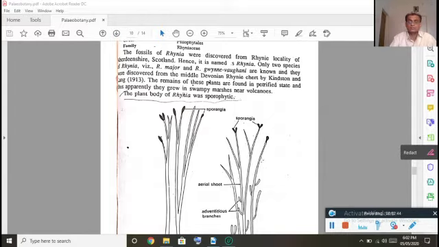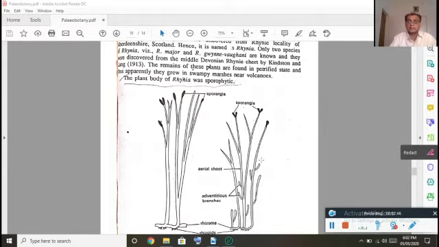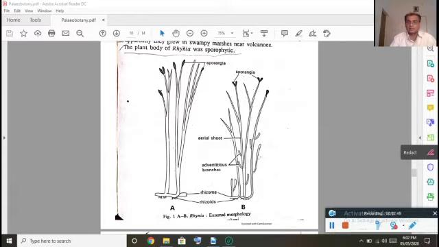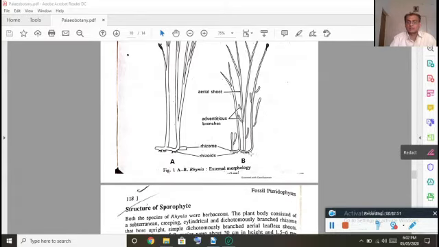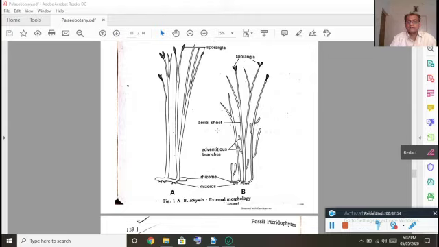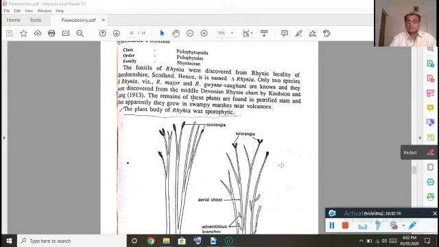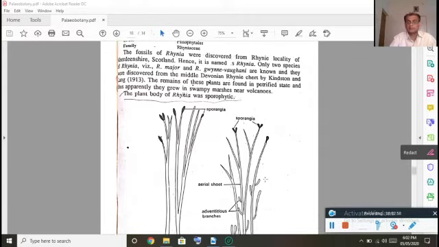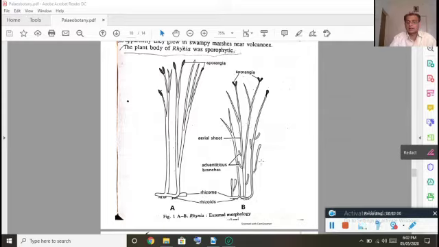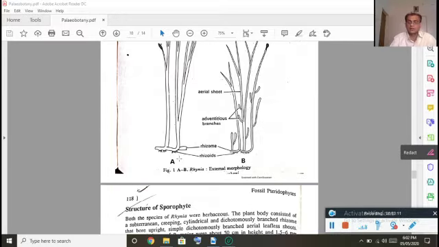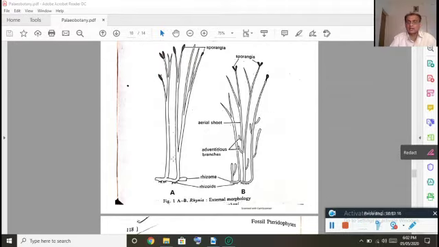There are two species of Rhynia, Rhynia major and Rhynia gwynne-vaughanii. Small differences are there between Rhynia major and Rhynia gwynne-vaughanii. The plant obtained here is a sporophyte. You already know the meaning of sporophyte. The plant body is not differentiated into root, stem and leaf. Like Psilotum, here you will find the rhizoids, and this is the horizontally growing rhizome, and these are the aerial branches.